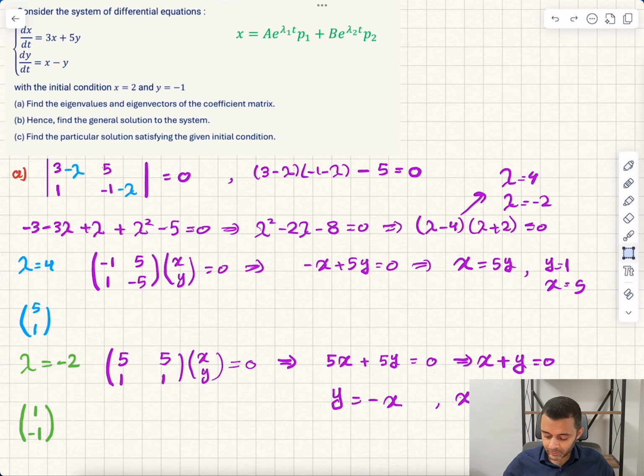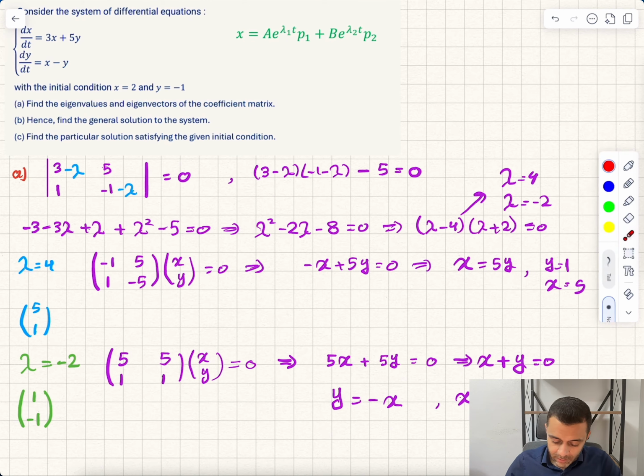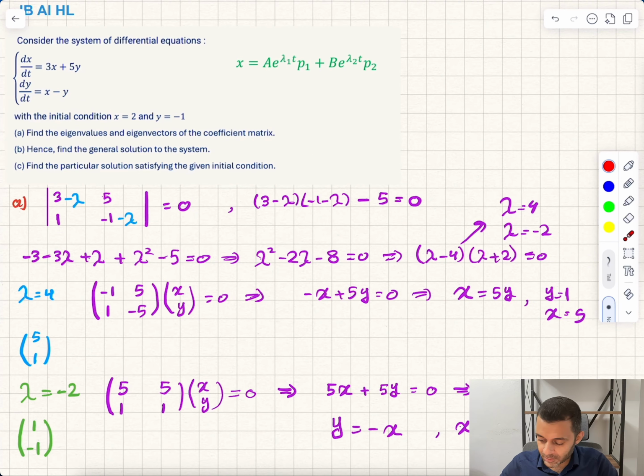eigenvalue of negative 2. So here, as you see, we found the two eigenvalues and the corresponding eigenvectors, and we've done question A fully. If you do it, of course, like this in the IB, you would take a full mark. Next, B. Hence find the general solution to this system of equations. So now we will talk about this.